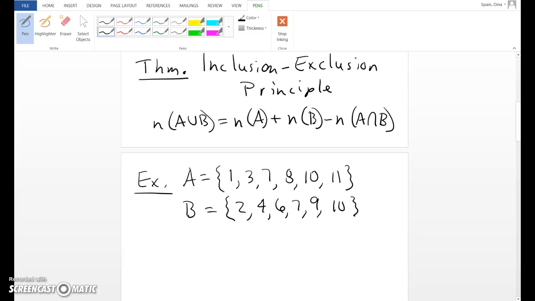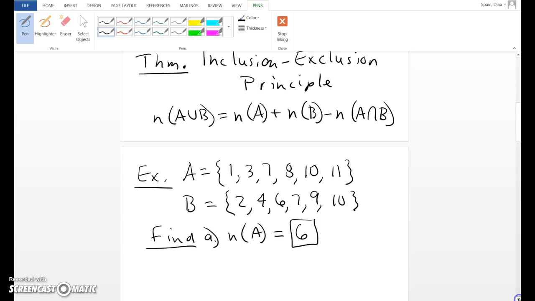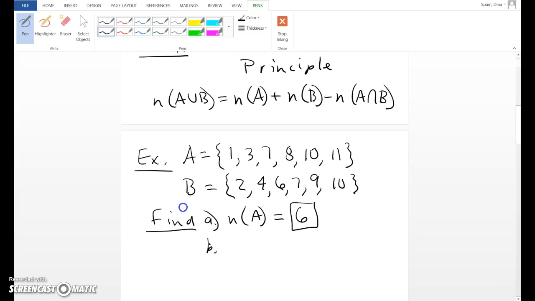Alright. So, actually, yeah, we're going to find quite a few things. Let's find, first of all, the number of elements in set A. It's pretty easy, right? We'll just count them up. 1, 2, 3, 4, 5, 6. Right? There are 6 elements in set A. There, all we did was count. Alright, for part B, let's find the number of elements in set B. 1, 2, 3. Alright, there's 6 there also. Those weren't too tough.